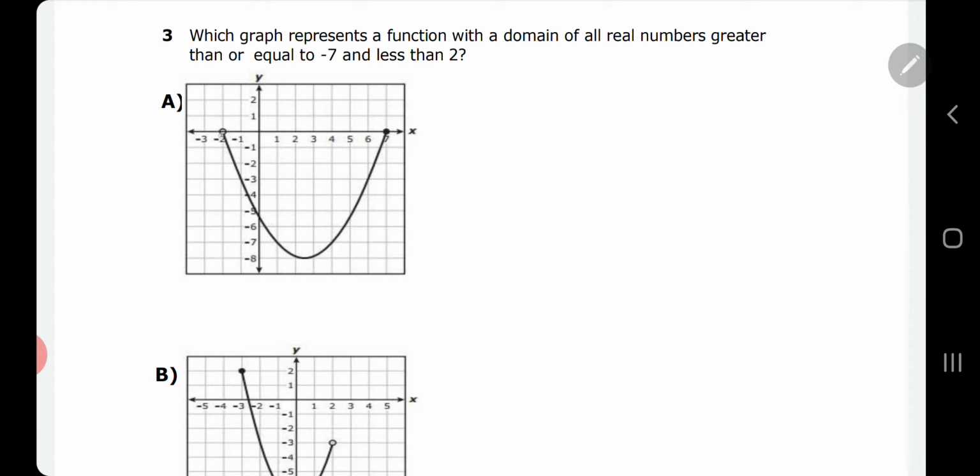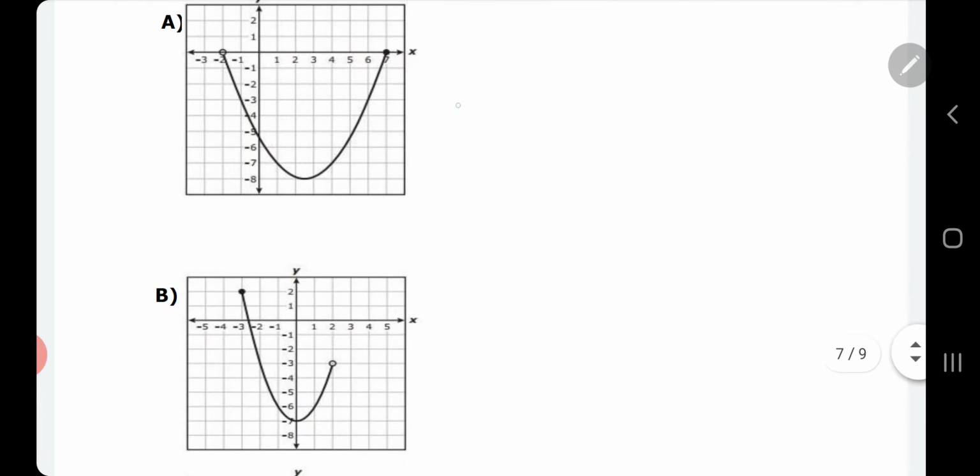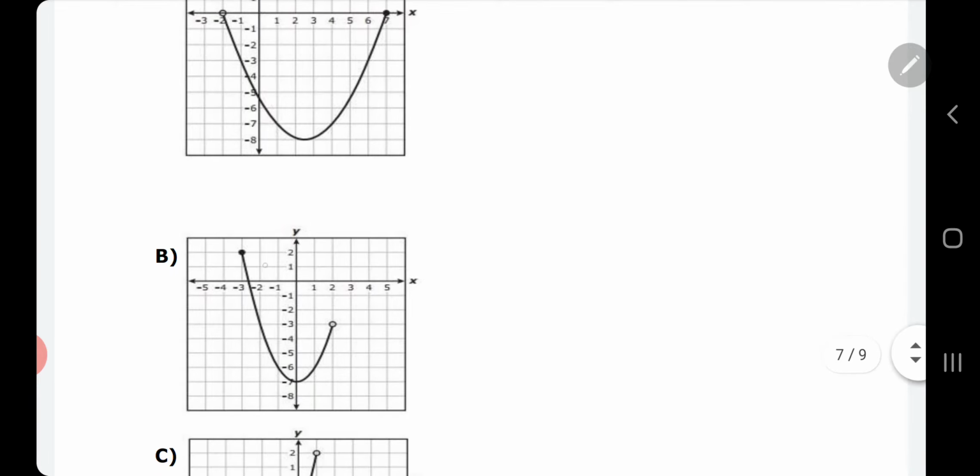So if we look at A here, A starts at -2 and then says we're greater than -2. Okay, well that already kills that guy. It kills A because we are at least -7. Because that's the furthest left we need to go. Okay, looking at B, the furthest left that he shows here is -3. Once again, we at least need to get to -7, so B is out.